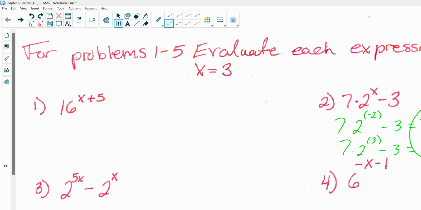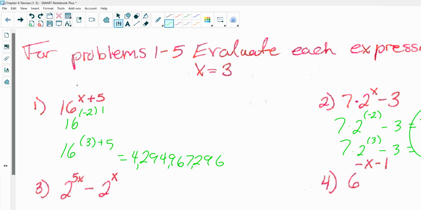So let's see here. Number 1. 16 to the 3 plus 5 is 4,294,967,296. That is great. And we can go on and look at this. I only write the commas if I'm going through and pronouncing all the unit markers, the thousands, millions, billions.